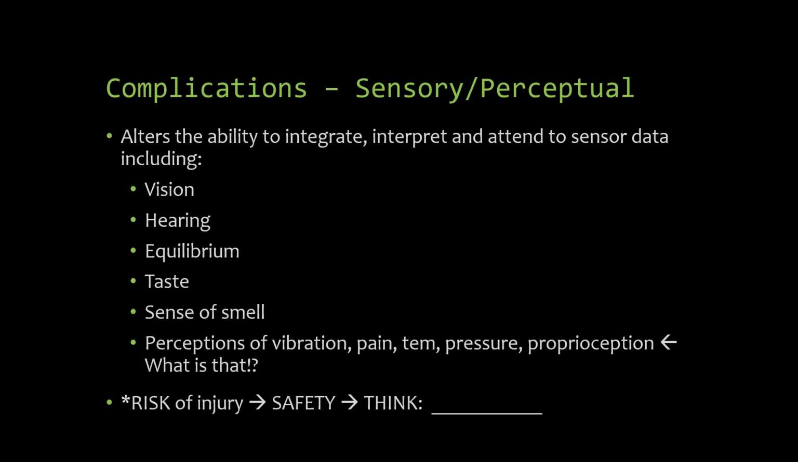So with regard to sensory and perceptual complications, ultimately this is going to alter the ability of the client to integrate, interpret, and attend to sensory data. This can affect vision, hearing, equilibrium, taste, sense of smell, and perceptions of all the things listed there on the slide. So when you see this, this should be drawing you to thinking of a nursing diagnosis, risk for injury. I want you to think safety, and then hopefully you're screaming it out loud. You should be thinking Maslow. We need to think about that when we're providing care.